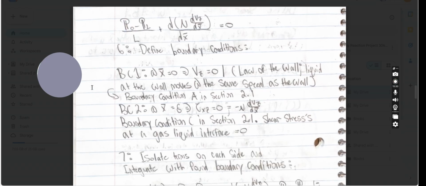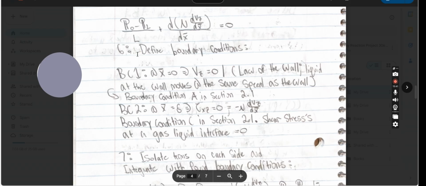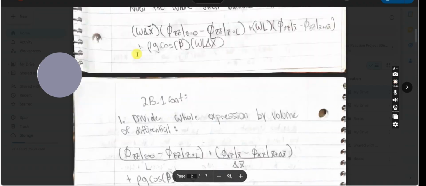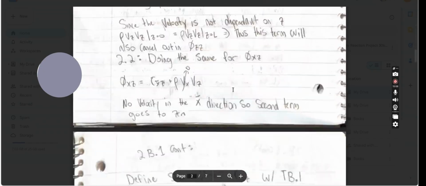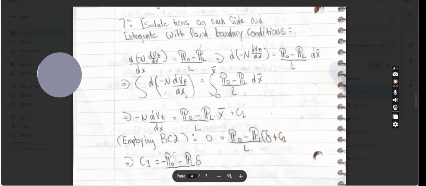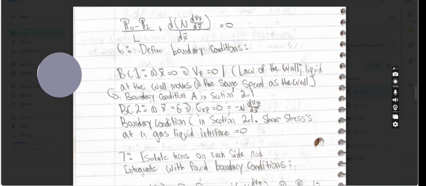So then we're going to find the boundary conditions. At x equals 0, vz equals 0. That would be like here. That's the law of the wall, a boundary condition at the front of chapter 2. It basically says the velocity is the same as the velocity of the wall, and the wall velocity is 0. So it moves at the same speed as the wall. It's boundary condition A in section 2.1, so you could just look at that and read that. Basically, it says the same thing as I said.